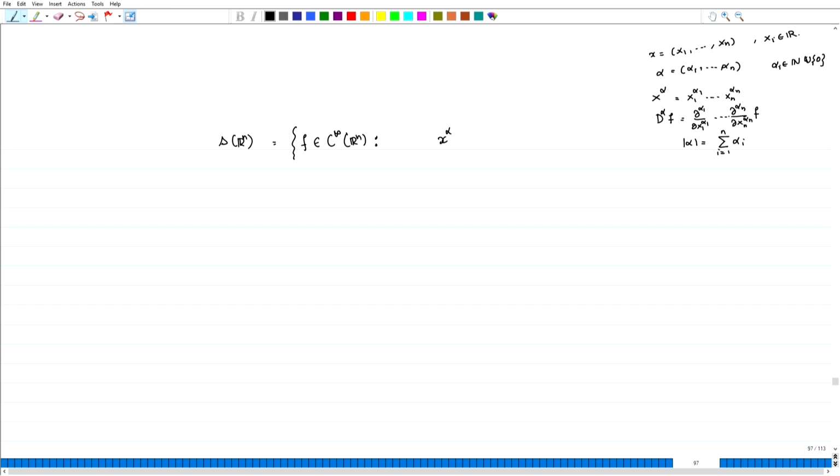So, this I hit with D beta of f at x, take the modulus supremum over all x, and this is finite for all alpha, beta multi-indexes.